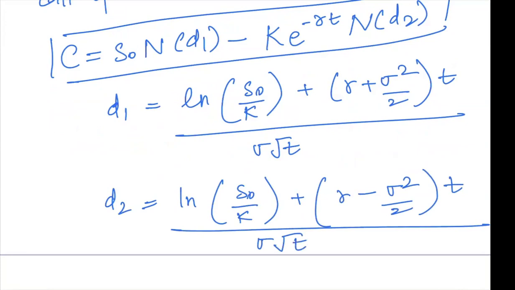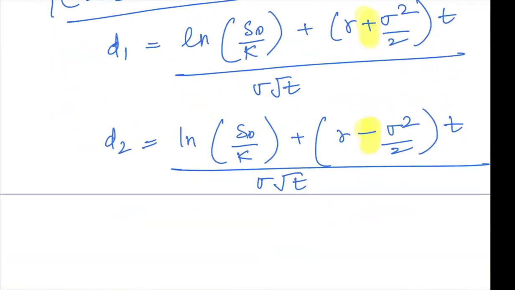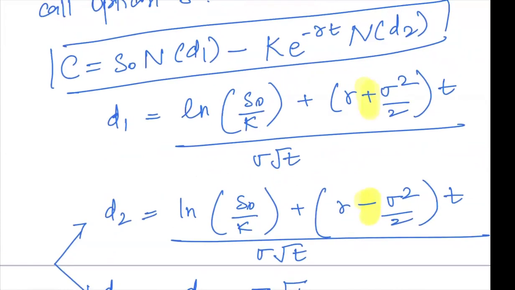The only difference between d1 and d2 is this sign. Here it is plus, and here it is minus. So you can also write d2 in this way: d2 can also be written as d1 minus sigma square root T. This will essentially give you the same result, don't worry. Now let's understand what these terms are and what they mean.